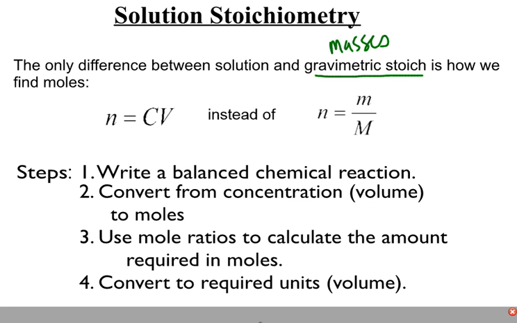So if you are the type that likes steps, these are already in your notes. So this is what I'm going to go through with you guys. Step 1, you need to have a balanced chemical reaction, and it needs to be balanced so that we can use the coefficients in our mole ratio. Step 2, convert from the concentration or volume that you're given into moles. Step 3, you're going to use the mole ratio to calculate the amount that's required in moles. And then step 4, you're going to convert that to whatever unit I ask you to find. It's usually volume, but it can also be concentration.